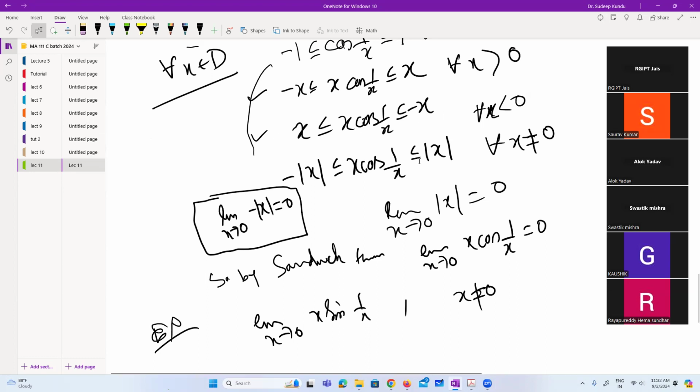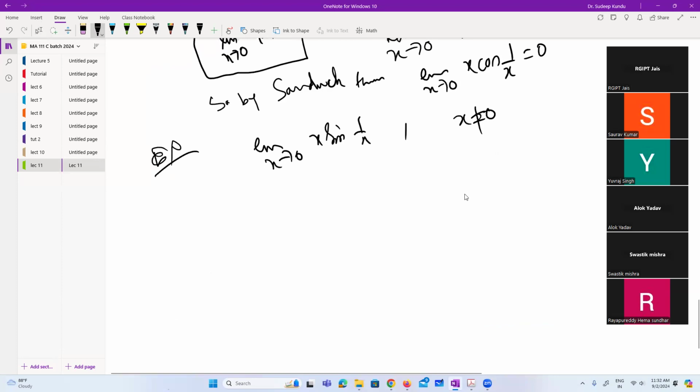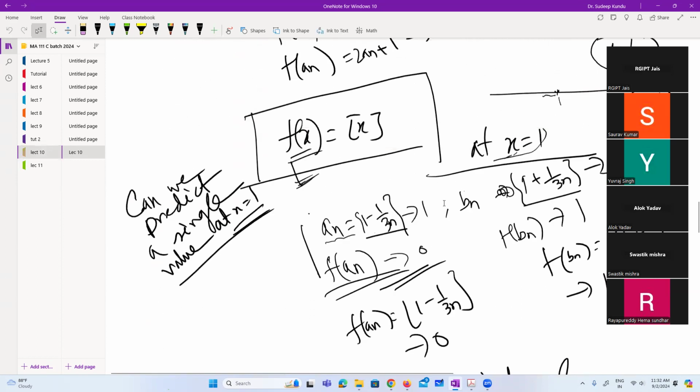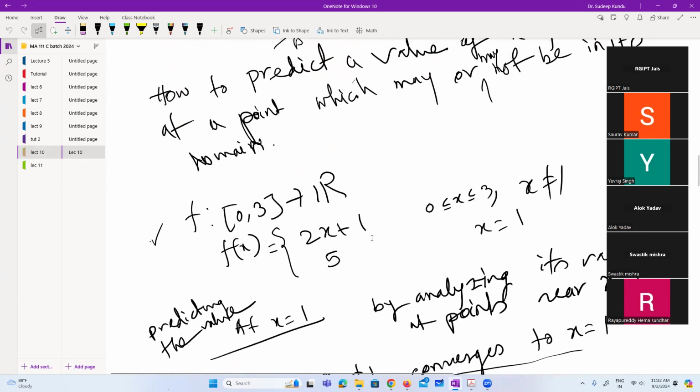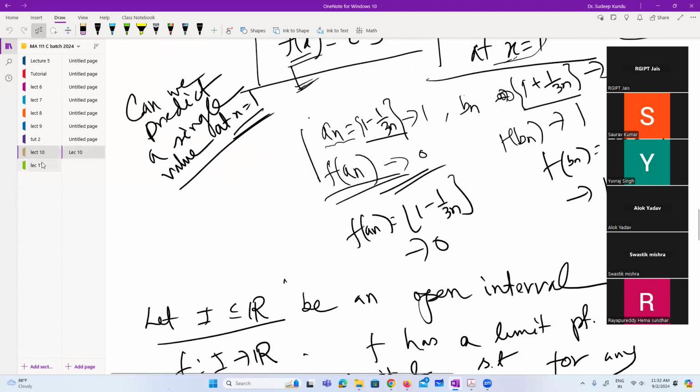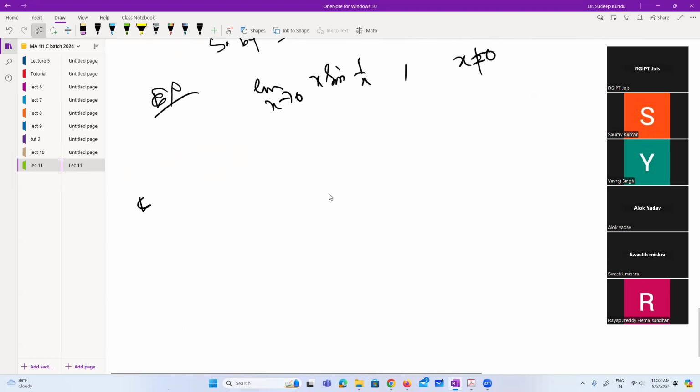So we have started limits using the sequential criteria, and that criteria is useful when you want to show that some limit does not exist. Then we have used the Sandwich theorem, and also you have seen the algebra of limits. Now, using epsilon delta. Earlier we have taken one example, right? What was that? f of x equals x plus 1 and 5 at x equals 1. So we have taken this example, right?